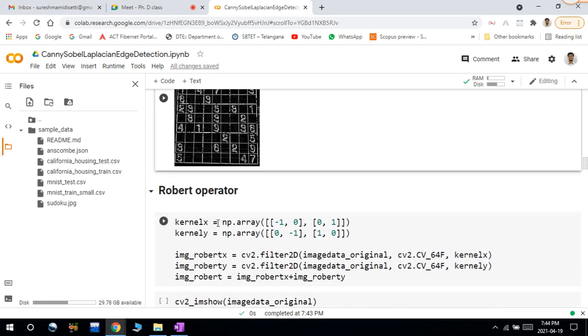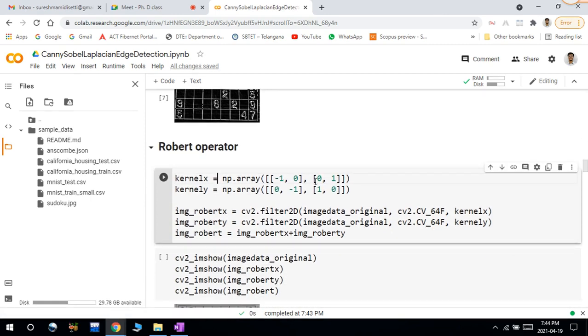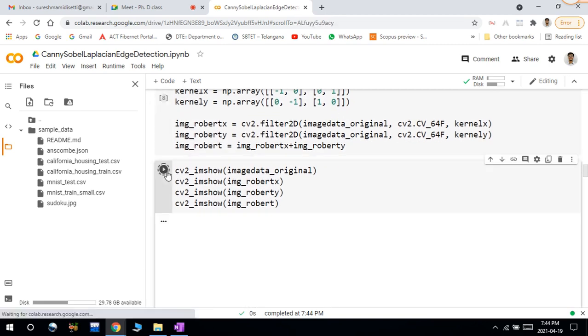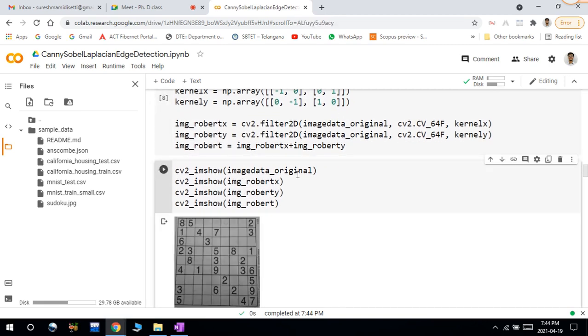And in case of the Roberts operator, we use only a 2 by 2 kernel, that is -1 0 0 1, which is used to find the diagonal. Mostly the Roberts operator is used to find diagonal edges. It gives more importance to the diagonal edges. So after applying this kernel x and kernel y, I again just want to find the edges in both x direction and y direction. So I will show the same image using this Roberts operator.